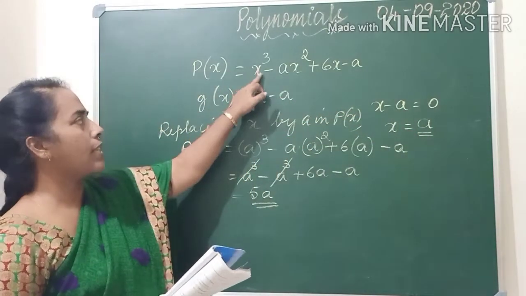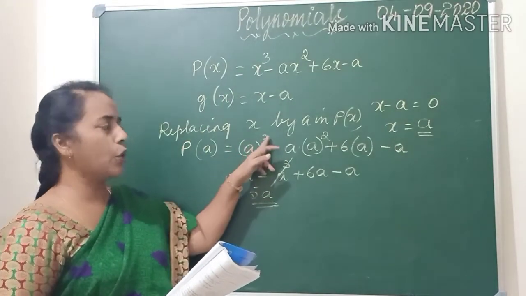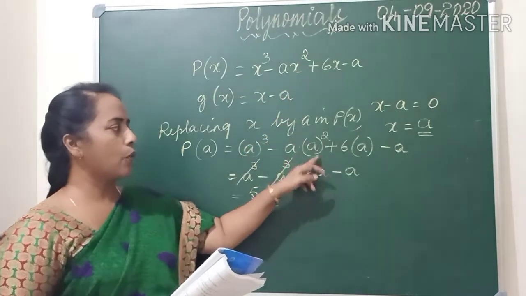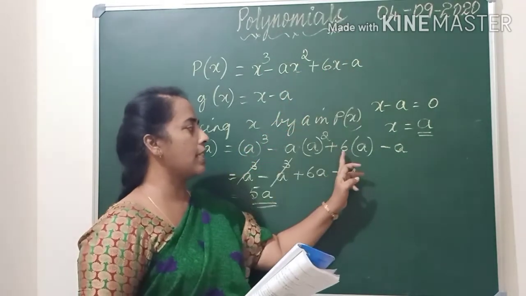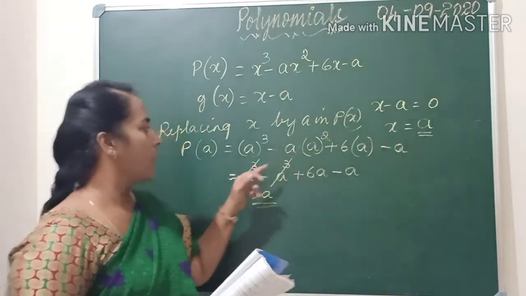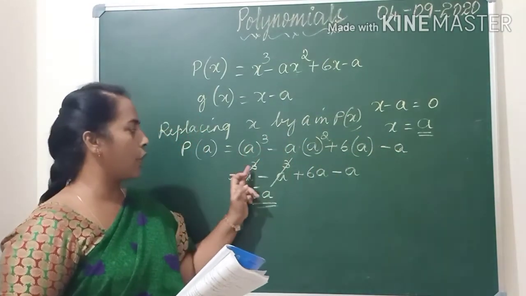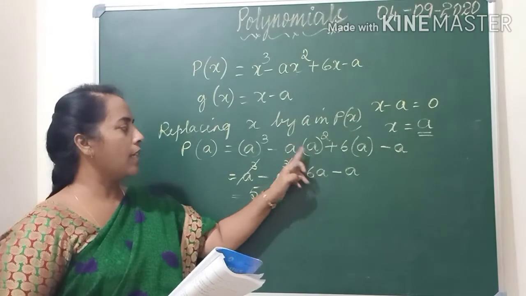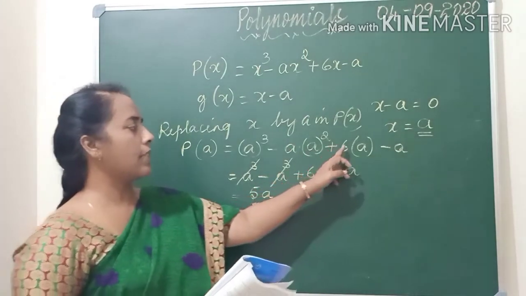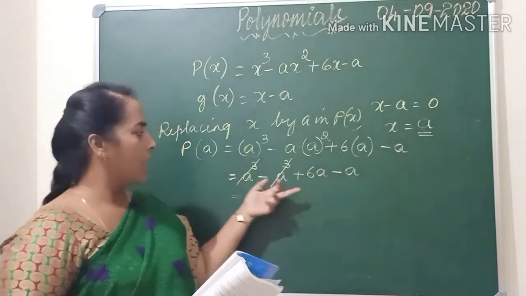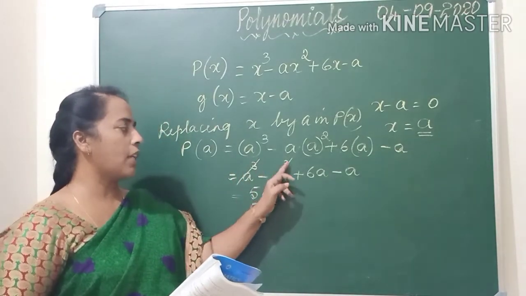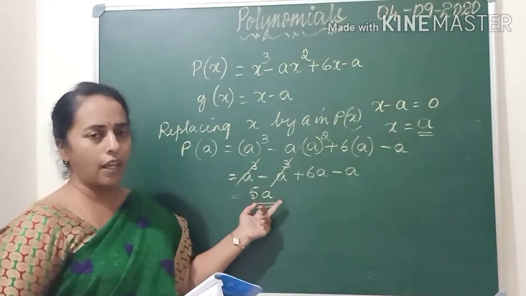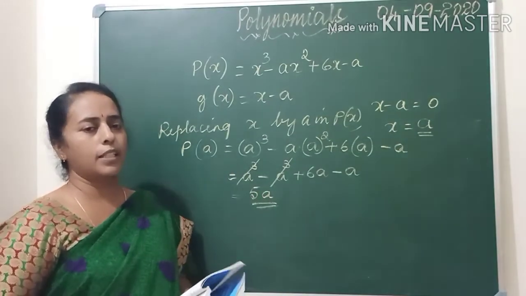What do you get? So x cube is there, so that will be a cube minus a into, in place of x you have to put a, so a the whole square plus 6 into x, that is 6 into a minus a. Now simplify this. a the whole cube is a cube minus, now get the value of this, a the whole square is a square into a, a cube plus 6 into a, 6a minus a. Now in the next step, plus a cube minus a cube will be cancelled. Plus 6a minus 1a, that gives 5a. So 5a is the remainder.